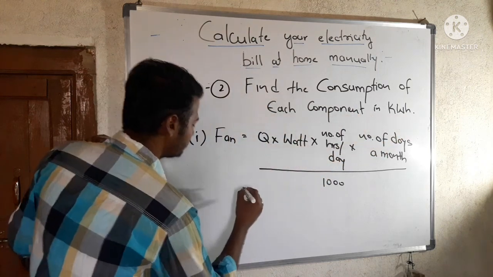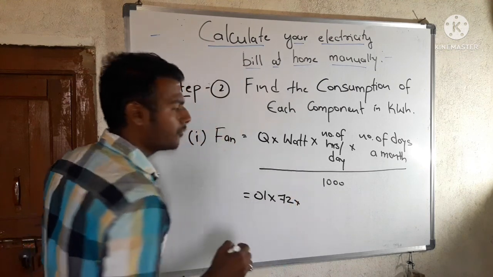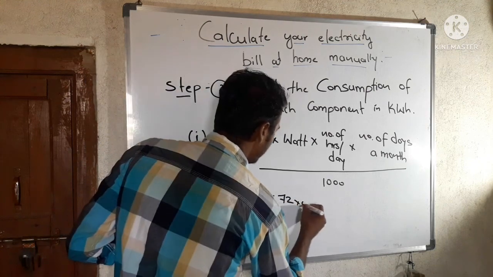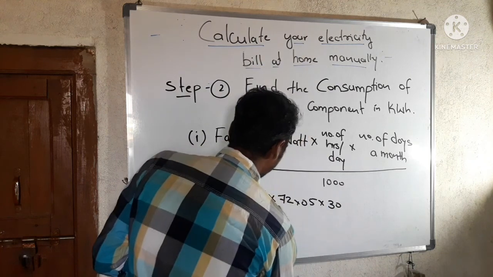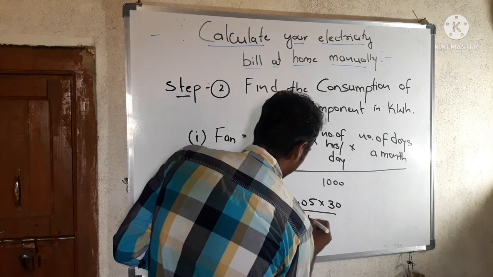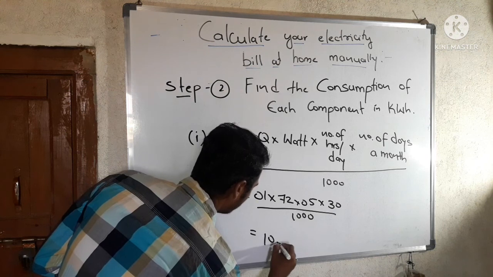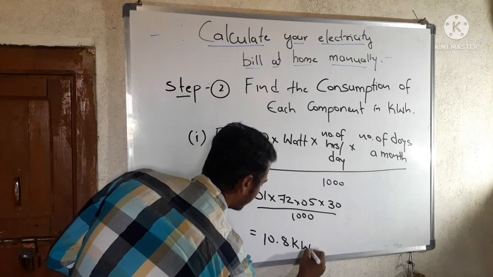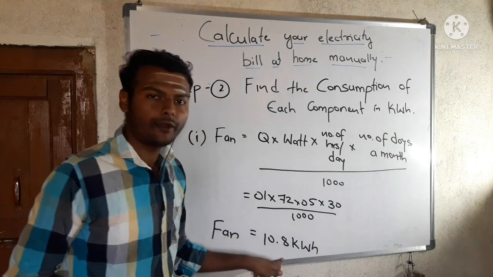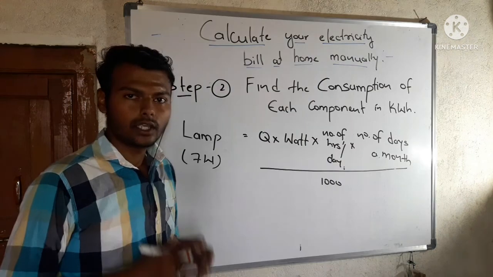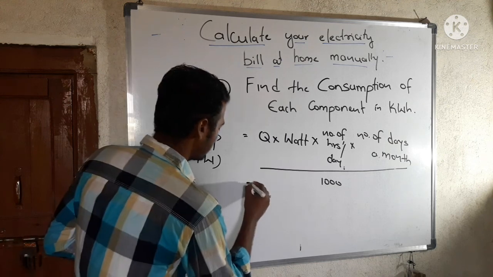So the quantity is 01, the wattage we know is 72, and number of hours we use per day we will take 5, and number of days a month is 30, whole divided by 1000. If we simplify this we will get 10.8 kilowatt hour for fan. 10.8 kilowatt hour.